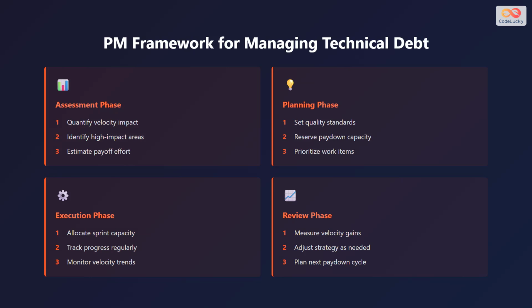Here's a practical framework you can use to manage technical debt. In the assessment phase, quantify the impact on velocity, identify high-impact areas, and estimate the effort needed to pay off the debt. In the planning phase, set quality standards for your team, reserve sprint capacity specifically for paydown, and prioritize which debt items to tackle. In the execution phase, allocate sprint capacity, track progress regularly, and monitor how velocity trends improve. Finally, in the review phase, measure the velocity gains, adjust your strategy as needed, and plan the next paydown cycle. This systematic approach ensures technical debt stays manageable rather than spiraling out of control.